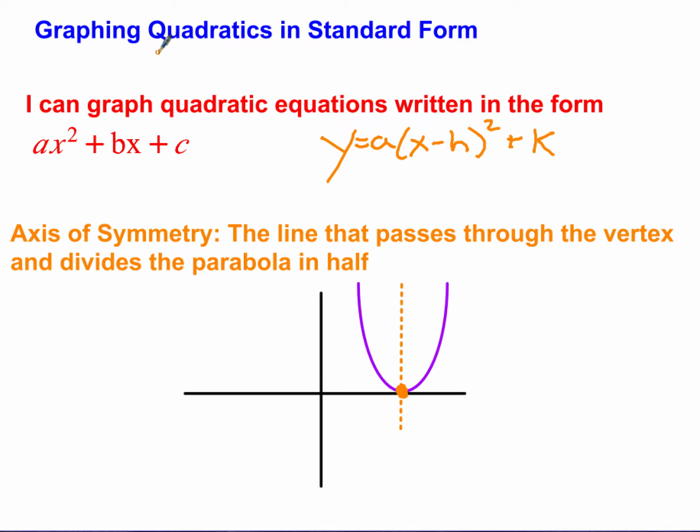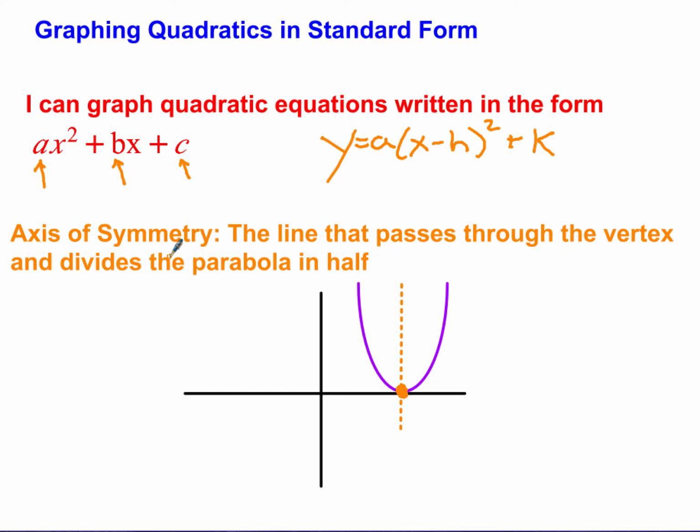Okay. So first thing you need to know is which value is our a, which value is the b, and which value is the c. It's very important to know that information because we need it in order to graph these, because we are going to use a formula that involves a, b, and c. Also, we have to understand what the axis of symmetry is.